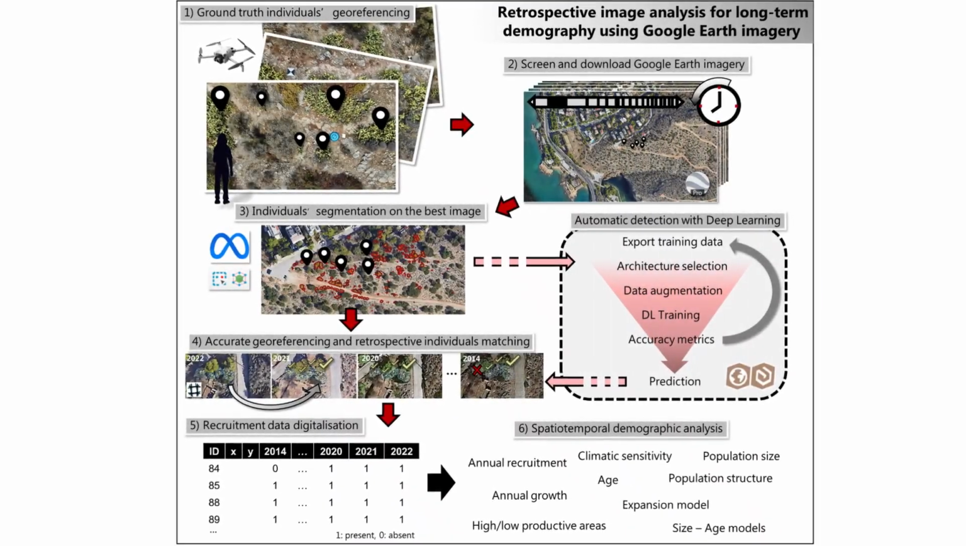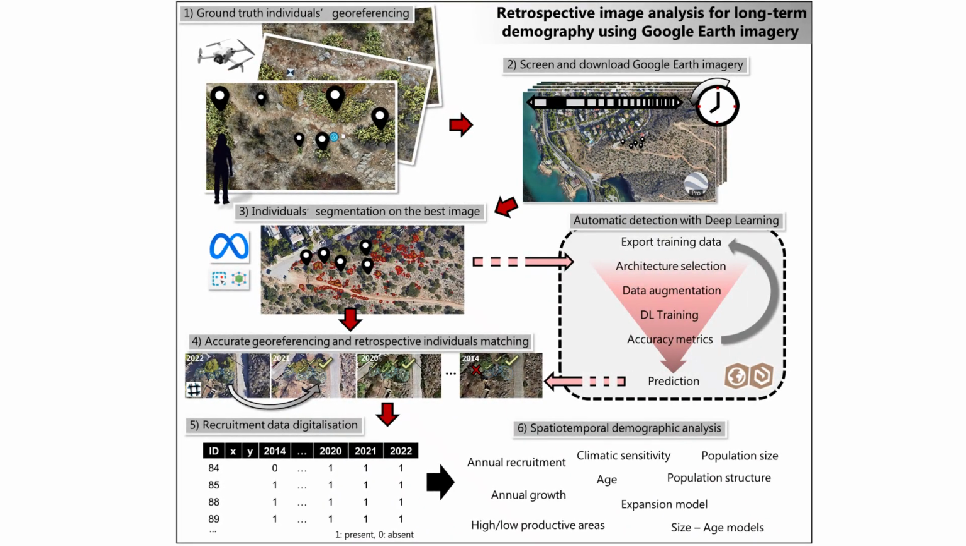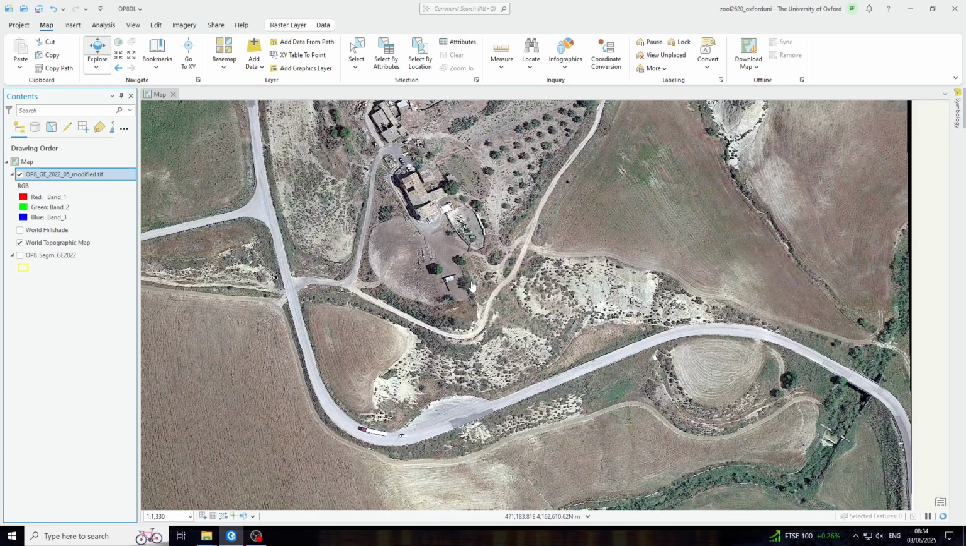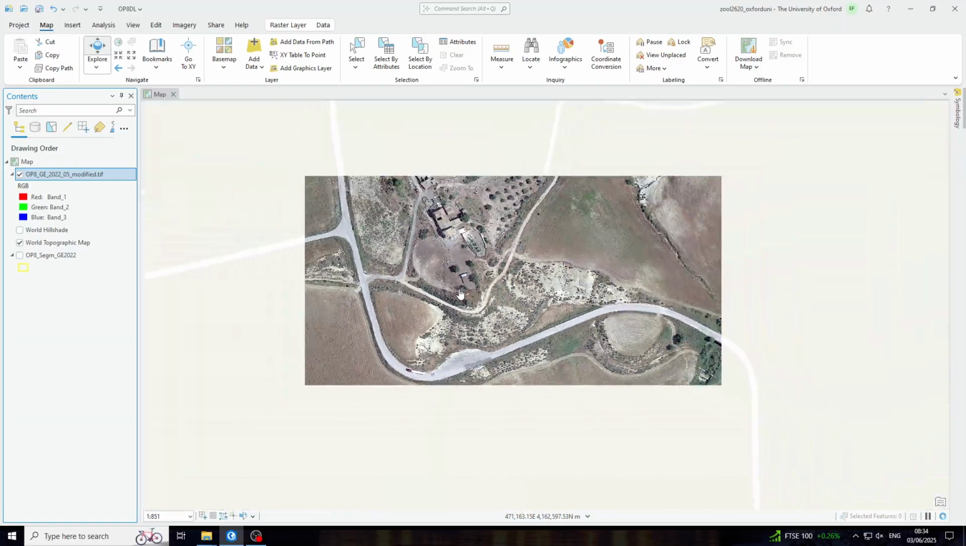Hello and welcome to this series of videos on how to perform retrospective image analysis using Google Earth imagery. In this case, we're going to focus on how to perform the automatic detection with deep learning that can really speed up the process. We're going to use ArcGIS, and the result is going to be the automatic detection of our individuals of interest. Here we have ArcGIS Pro.